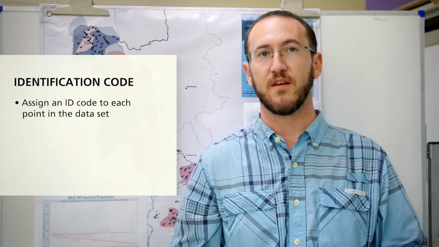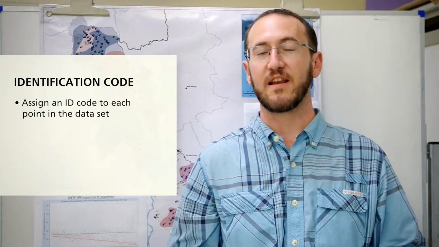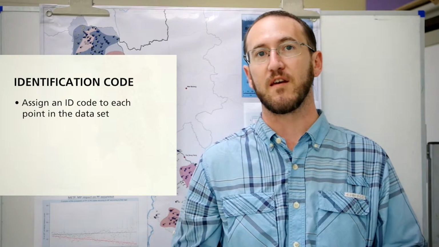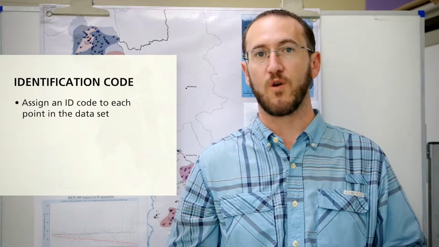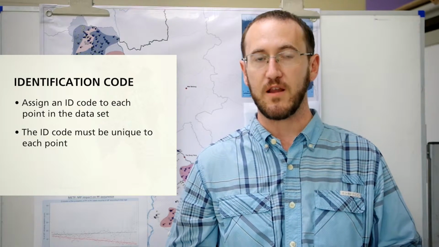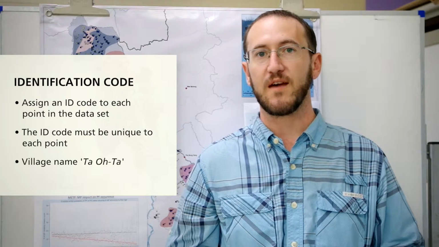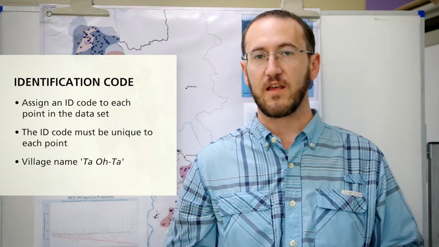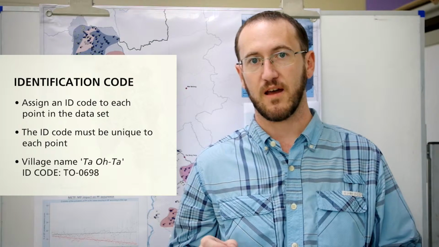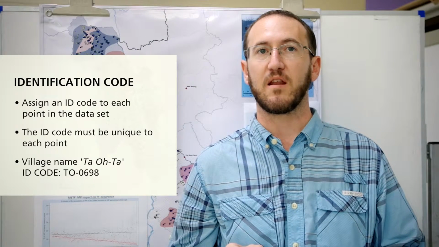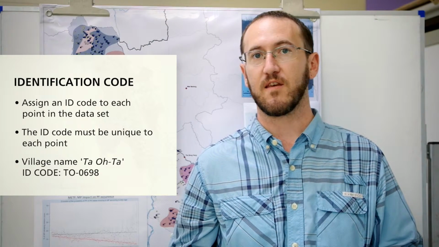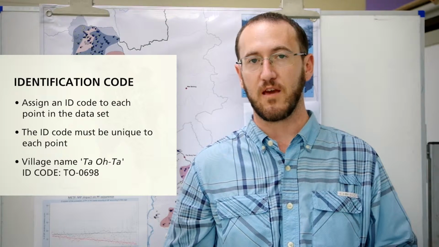Okay, from this list that we've generated from the geographic survey data, we can begin to create a geographic information system. At the most basic level, what this means is that we assign an identification code to each row in our data set, to each point that exists in our data set. This identification code is actually arbitrary to some extent, with the exception that it must be unique for each point. So for example, if we have a village named Ta, we may give it the identification code TO, that's for Ta, and then 0698. The actual number doesn't have a whole lot of meaning behind it, except that no other village in our data set will wind up with that identification code.